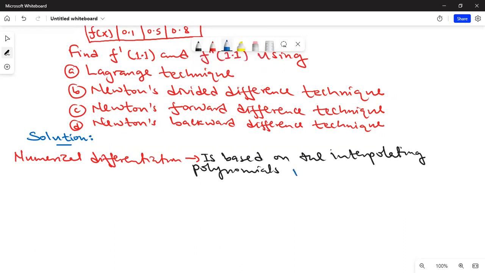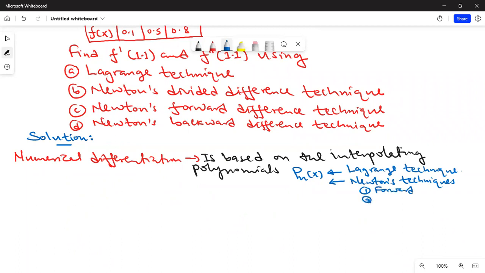So the polynomials are denoted by Pn of x. And we've seen how to get this polynomial using Lagrange technique. We've seen how to get it using Newton's techniques. This is Lagrange technique. When I talk of Newton's techniques, there are 3 of them. The first one is forward, another one is backward, and another one is divided. Those are the Newton's technique of obtaining the interpolating polynomial Pn of x.